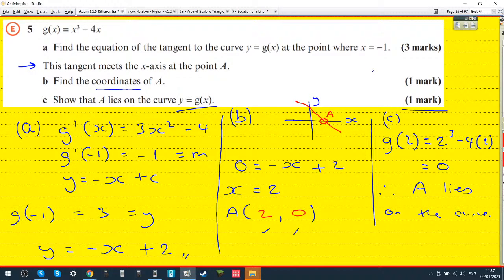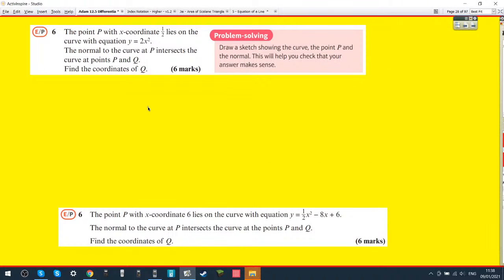Great. Let me see about this one. So we only needed to do part A, so I could do the other two. To find where the straight line meets the x-axis, you let y be 0, solve for x, because on the x-axis y is 0. And then to show that a point is on a curve, sub in x, get the y, and show that it's the same thing.